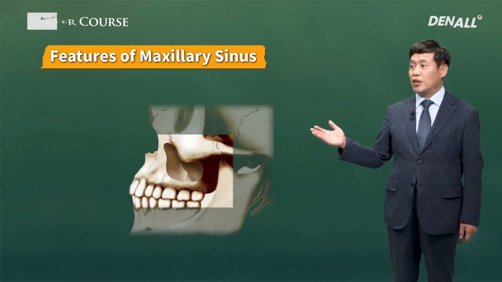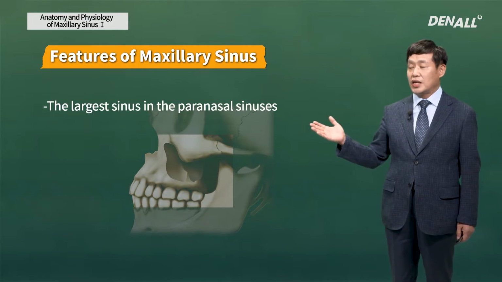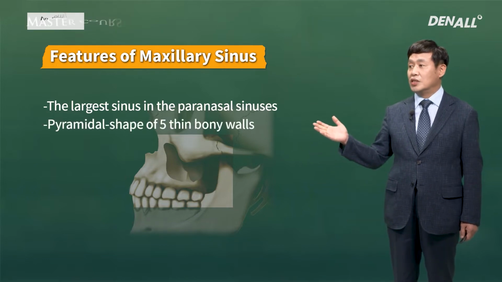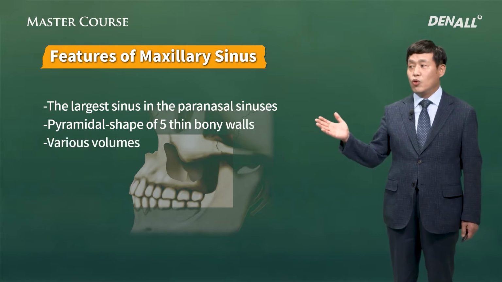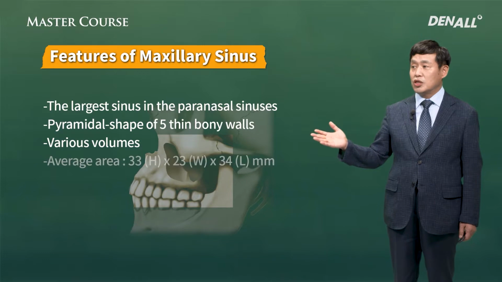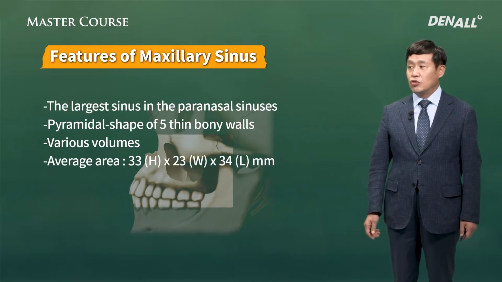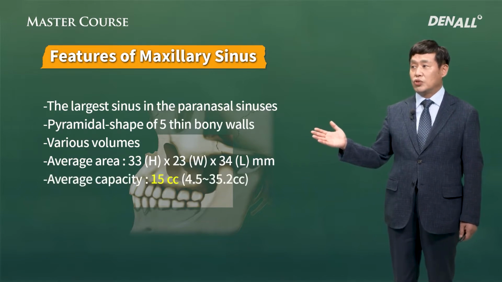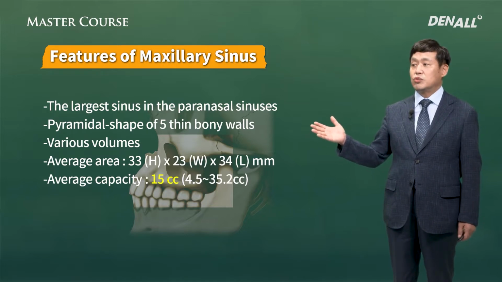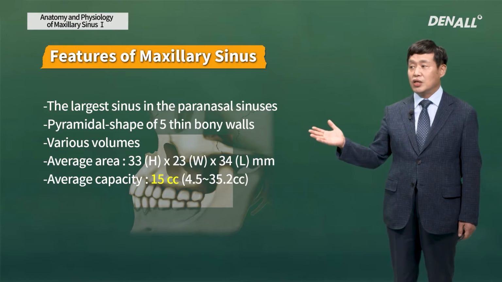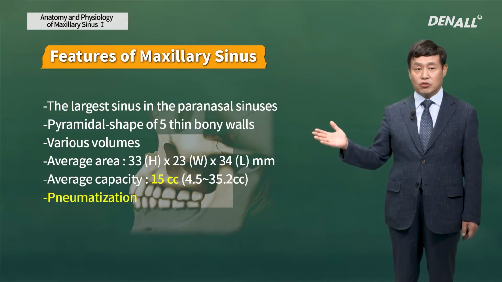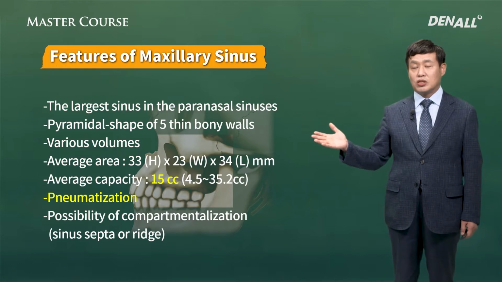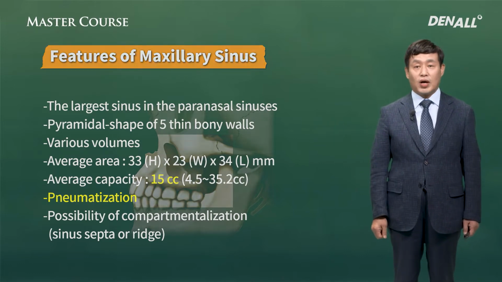Features of maxillary sinus. It is the largest sinus in the paranasal sinuses. In terms of the shape of maxillary sinus, it's a pyramidal shape of 5 thin bony walls. And in terms of the volume, it differs from person to person, and it's different from left to right. In a person, the average capacity of Korean people is about 15 cc. If upper posterior teeth are missing, pneumatization can occur, as you know. And in the maxillary sinus, a septum or other compartments can make the maxillary sinus surgery difficult.